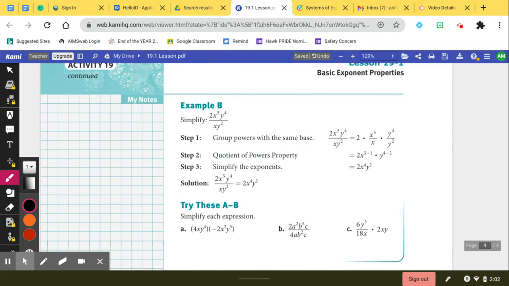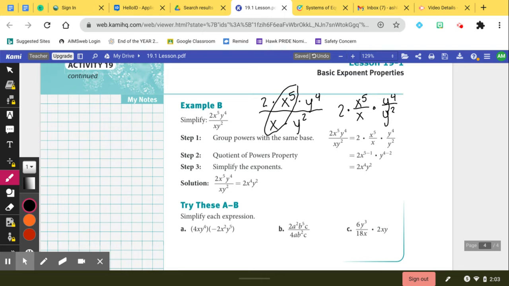We can do this with my quotient property as well. We want to first rewrite this just with all of my multiplications. So 2 times x to the fifth times y to the fourth over x times y to the second. The 2 has nothing to simplify with, so it just becomes out in front. I'm going to group my like bases. So times x to the fifth over x times y to the fourth over y to the second.